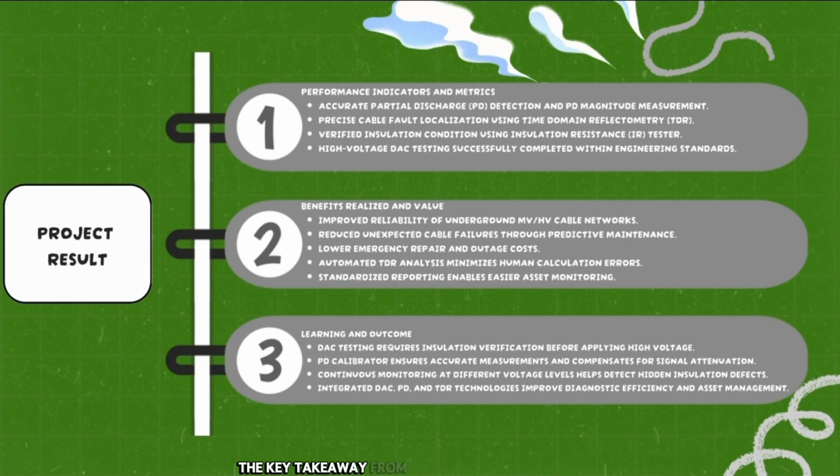The key takeaway from this project is the immense value realized. We drastically improved the network reliability of underground medium and high voltage assets, reduced unexpected grid failure via predictive maintenance, and significantly minimized human calculation error by utilizing automated TDR wave analysis. Most importantly, we have successfully moved asset management from a high-cost reactive model to a highly efficient proactive model. So, moving on to the last slide.